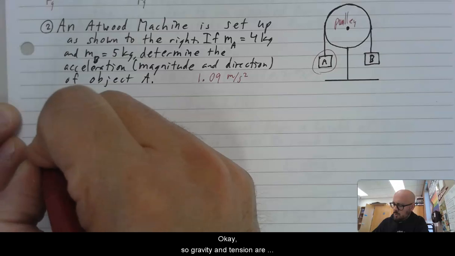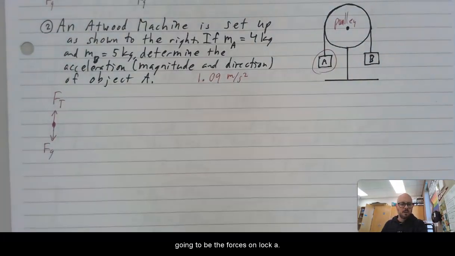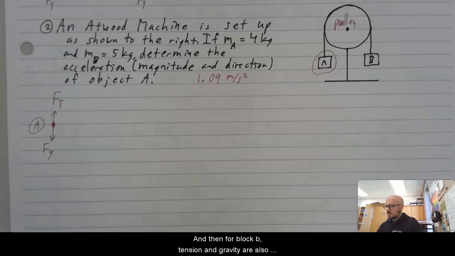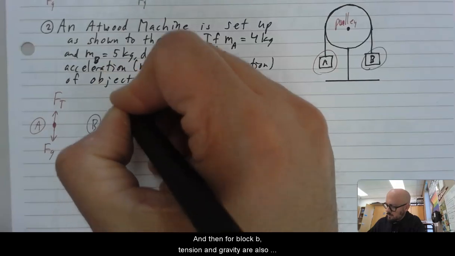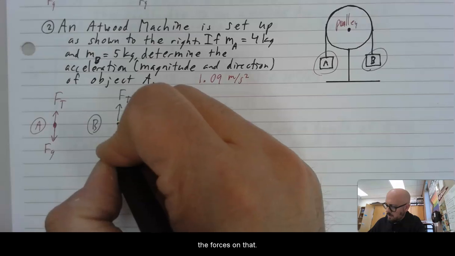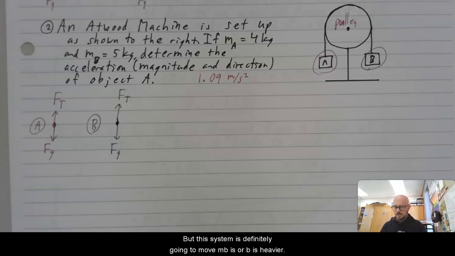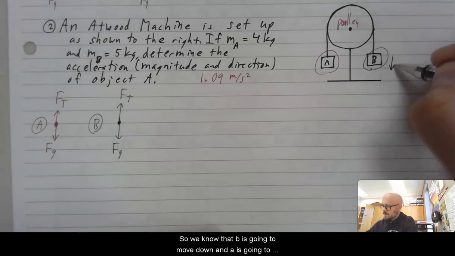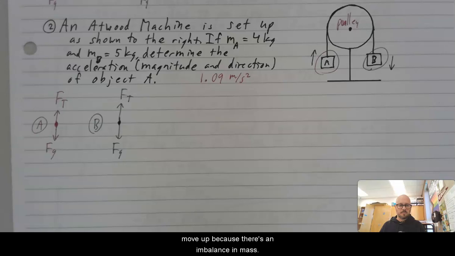Okay, so gravity and tension are going to be the forces on block A. And then for block B, tension and gravity are also the forces on that. So those are the same forces, but this system is definitely going to move. B is heavier. So we know that B is going to move down and A is going to move up because there's an imbalance in mass.